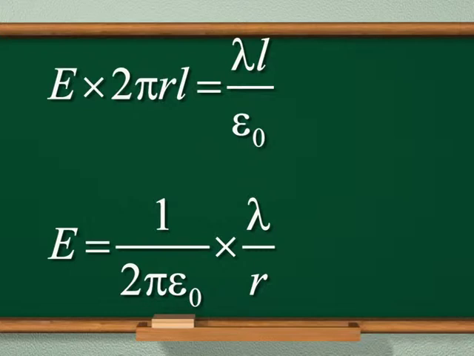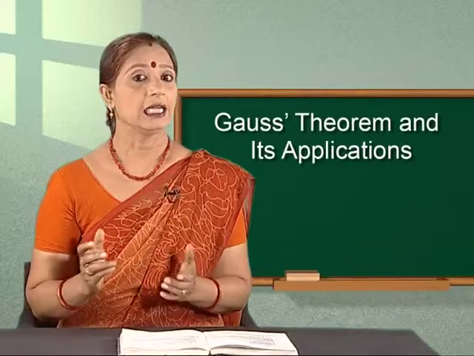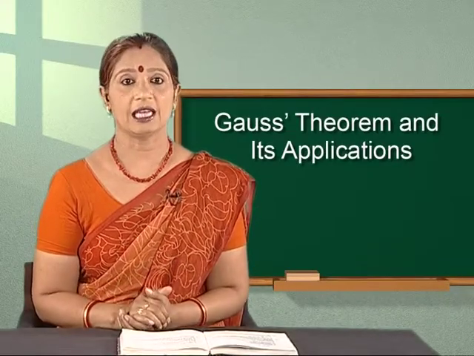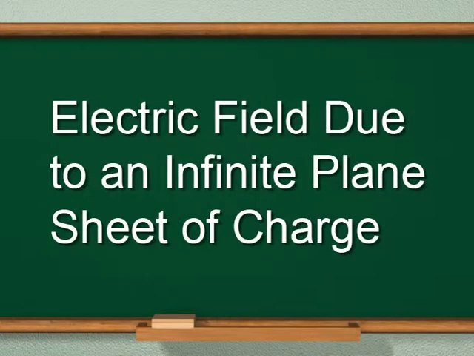In contrast to the electric field due to a point charge, which decreases inversely as the square of the distance from the charge, the field due to a line charge falls off as 1 by r. Let us now learn to calculate the electric field due to an infinite plane sheet of charge.